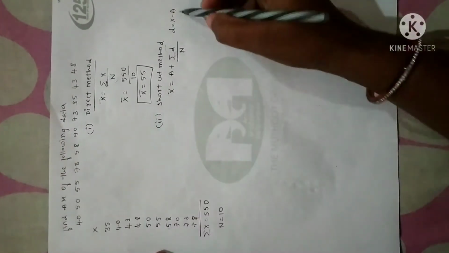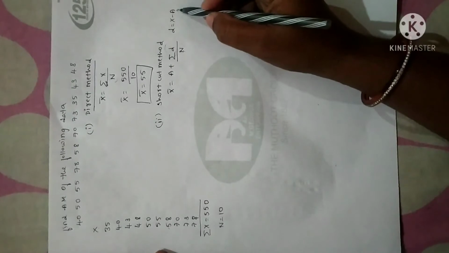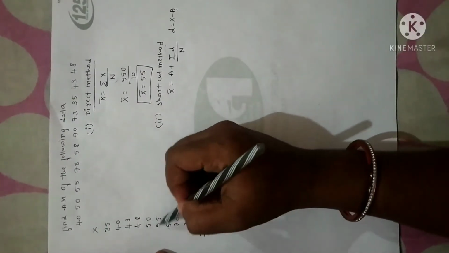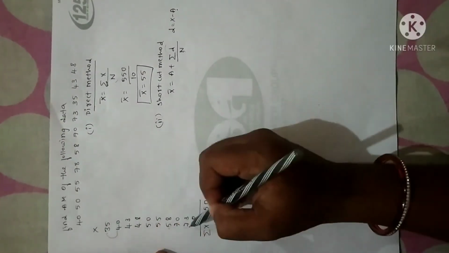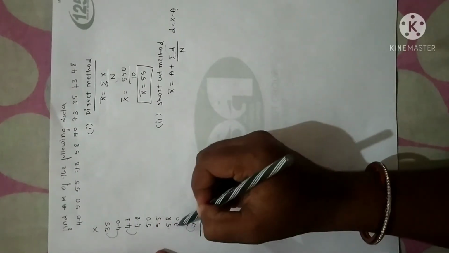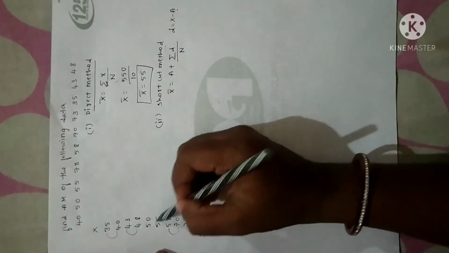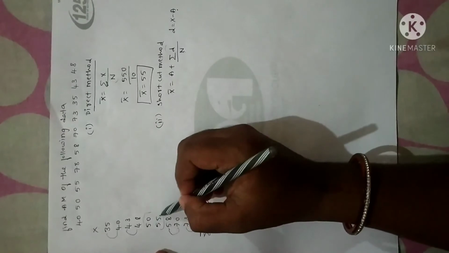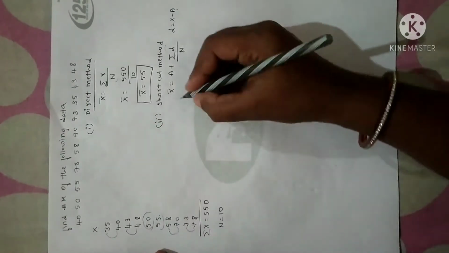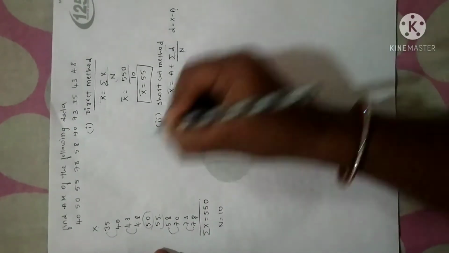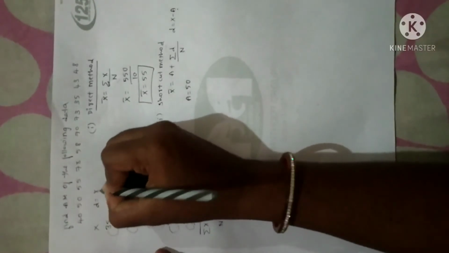Anyhow, I have x value. I have to assume the mean. So let me choose a value. Usually the middle value we are going to take as a. So leave two values from the bottom one, and from the above, and in the middle you will get 50 and 55. Among that I will choose 50 as a. So let me take a as 50. So d will be x minus a. So I have to subtract 50 from these values.